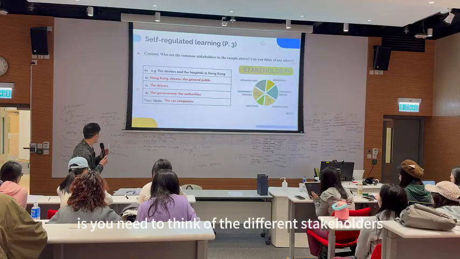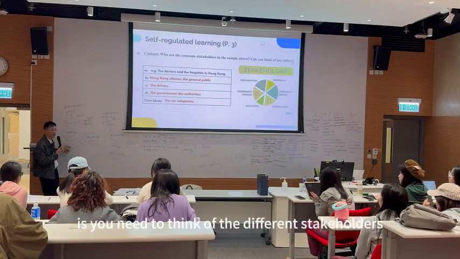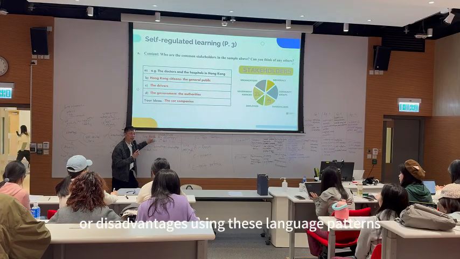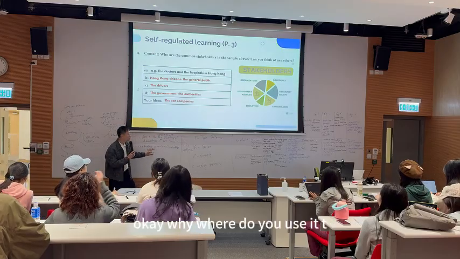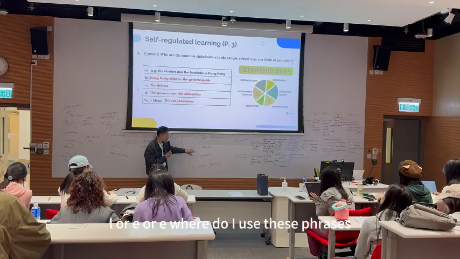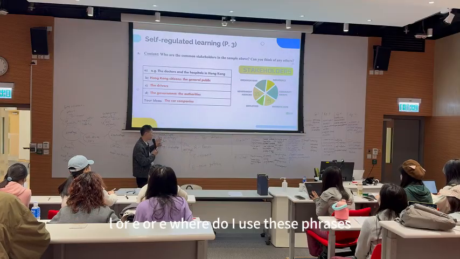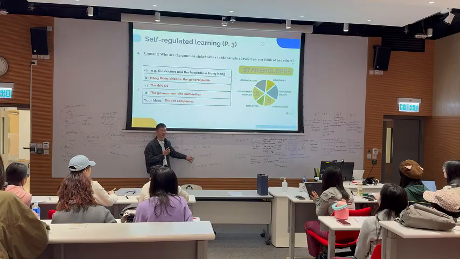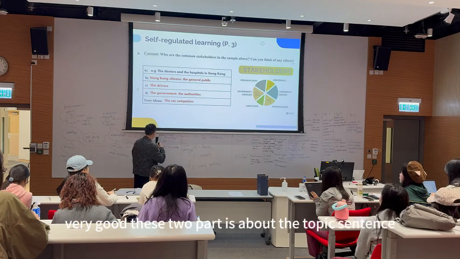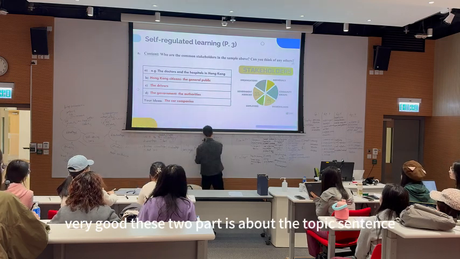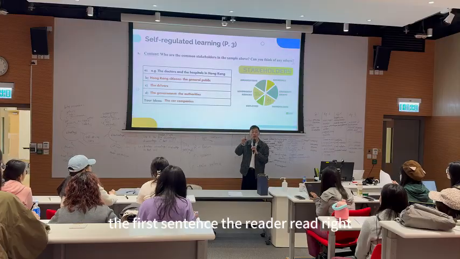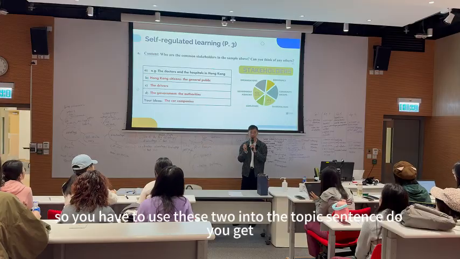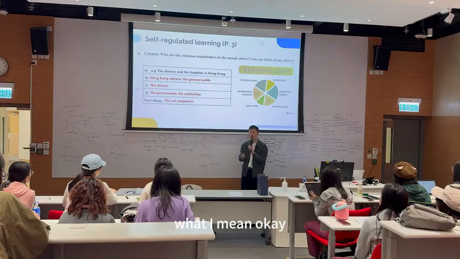But the point today is, you need to think of the different stakeholders to talk about advantages or disadvantages using these language patterns. Okay? Why? Where do you use it? T, R, or E? Where do I use these phrases? Do I use it here, here, or here? Topic sentence. Yes, very good. These two parts are about the topic sentence. The first sentence, the reader reads, right? So you have to use these two in the topic sentence. Do you get what I mean? Okay?